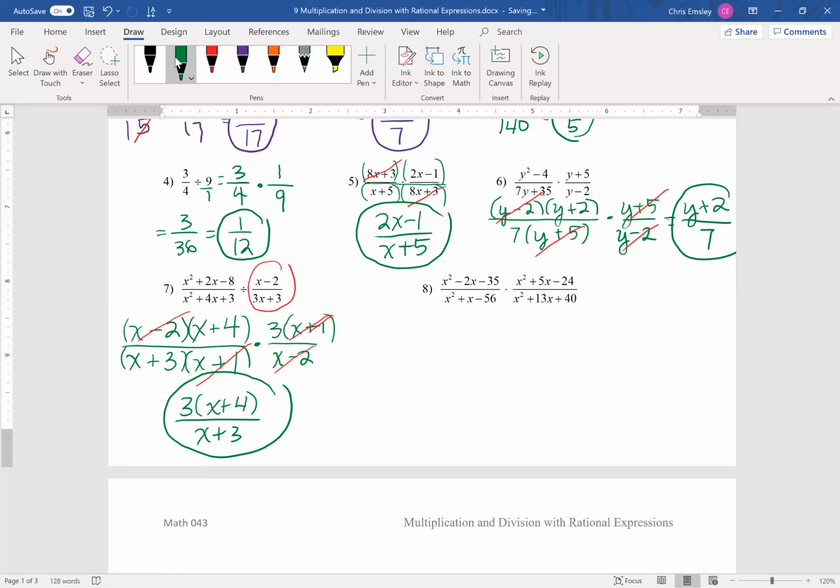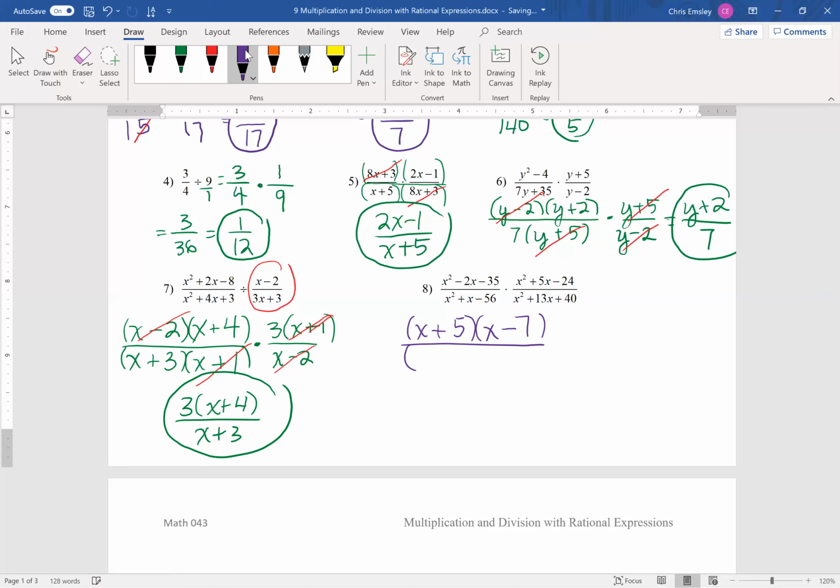Okay, next up, number 8. This time we have a multiplication problem, so we don't have to do any flipping, but we sure have a lot of factoring to do. Let's see what we can do here. The first numerator is going to be x times x. And 35, how about 5 times 7? To get that negative 2 in the middle, we need a minus 7 and a plus 5.